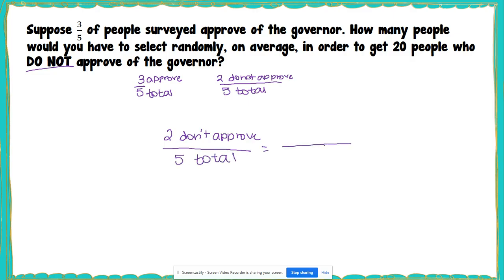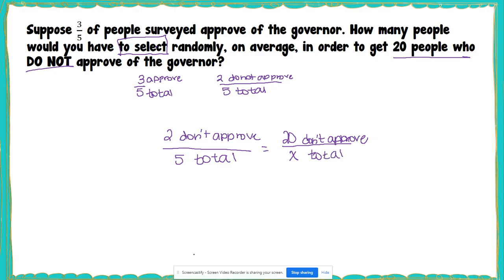And then let's look at what my question asks. We want to know how many people would you have to select. So how many people would you have to survey in order to get 20 people who do not approve? Well, I want 20 people who do not approve. And if I look in my first ratio, my number of people who do not approve is in my numerator. So I'm going to have to put 20 people who don't approve in the numerator of my second ratio. What I'm looking for is how many people I would have to select. So I don't know how many total people there would be, so I will use the variable x to represent that.